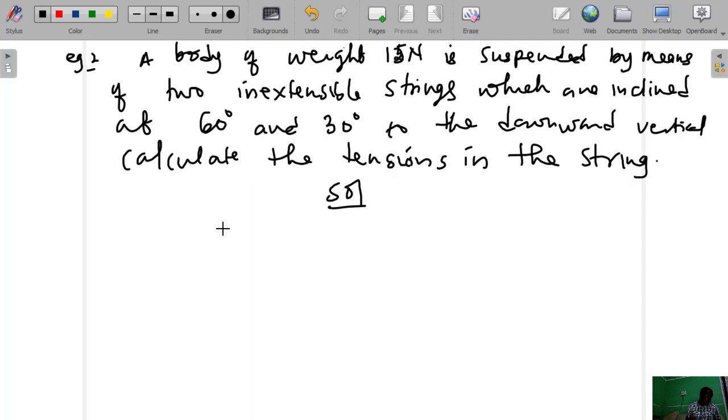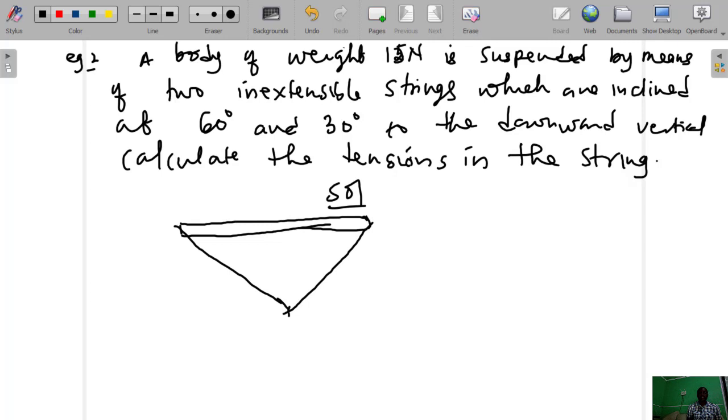So let's take the solution. It's a body of weight 15 Newton suspended by means of two inextensible strings. So let's say we have the points where the two strings will be fixed. The first string has been fixed here, and this string has been fixed here. Then we tie them to the weight here. So we put the weight, 15 Newton. That's the weight. You can call this tension 1, and this tension 2. These are the strings.